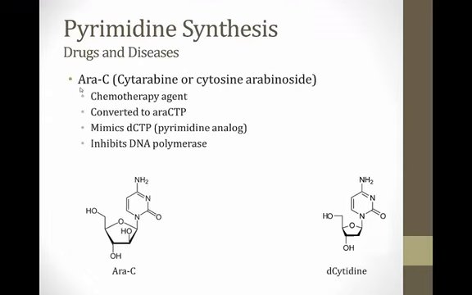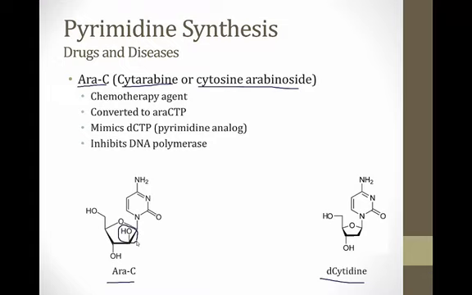There is a chemotherapy agent that mimics the structure of cytidine, and it's called Ara-C. It also goes by the name cytarabine or cytosine arabinoside. If you look at the bottom of the screen here, on the left is the molecular structure of Ara-C, and on the right side of the screen is the molecular structure of deoxycytidine. You can see that they are very similar, however there is an oxygen group oriented incorrectly and pointing up in the molecule Ara-C.